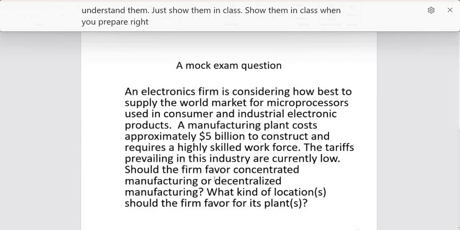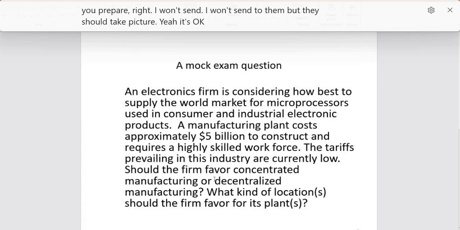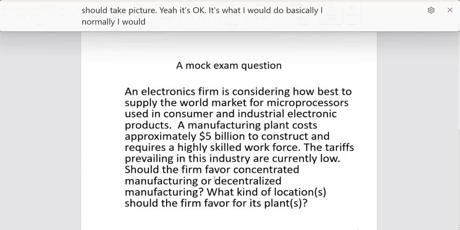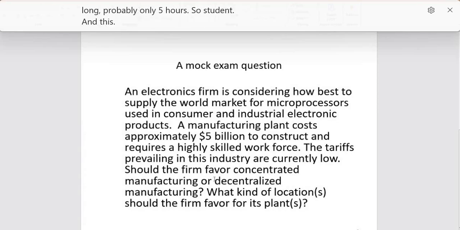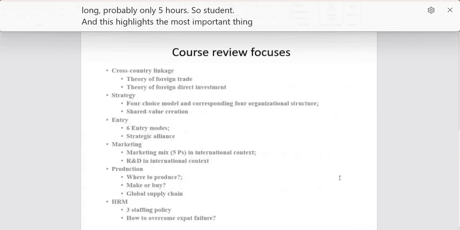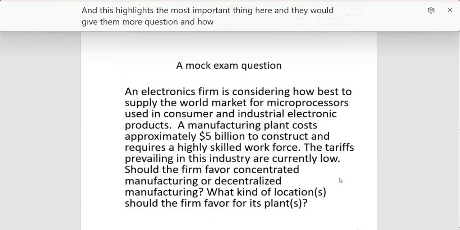Yeah, taking a picture is okay. I won't send it to them, but they should take a picture. It's what I would do basically. I normally just have a review session. It won't take long, probably only half an hour for the students, and it highlights the most important things here, and gives them more questions and how to answer the questions.